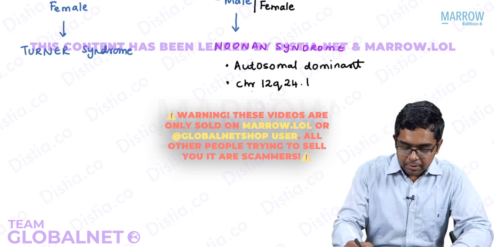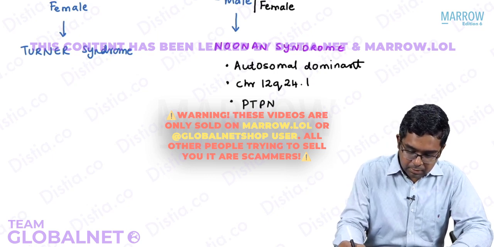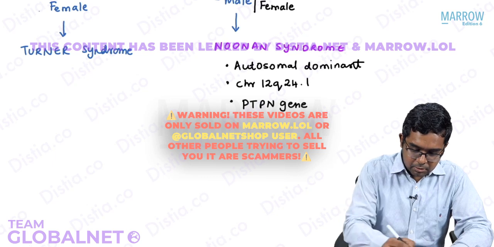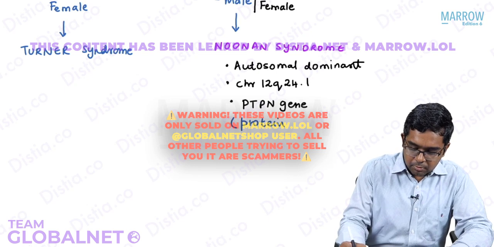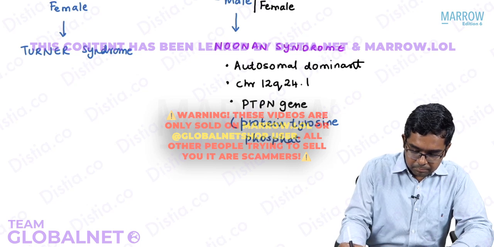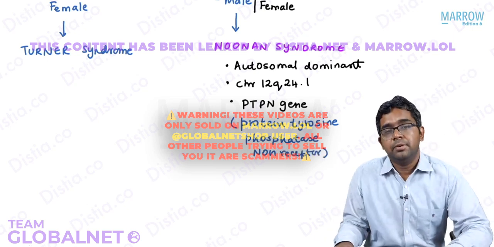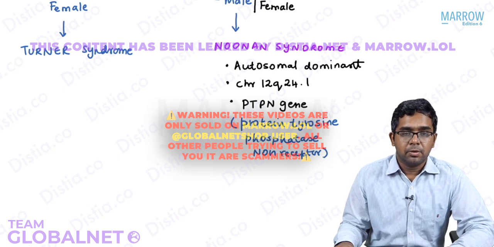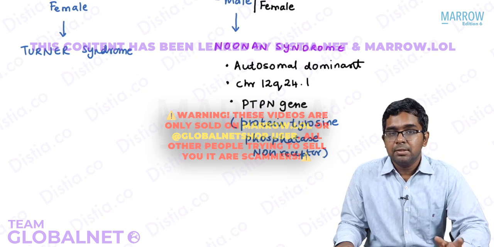This is related commonly to a gene defect called the PTPN11 gene. The expansion of PTPN is protein tyrosine phosphatase non-receptor. That is called the PTPN gene, which is the most common defect encountered in Noonan syndrome. Now I will put up a picture of Noonan syndrome and tell you the similarities with Turner syndrome.